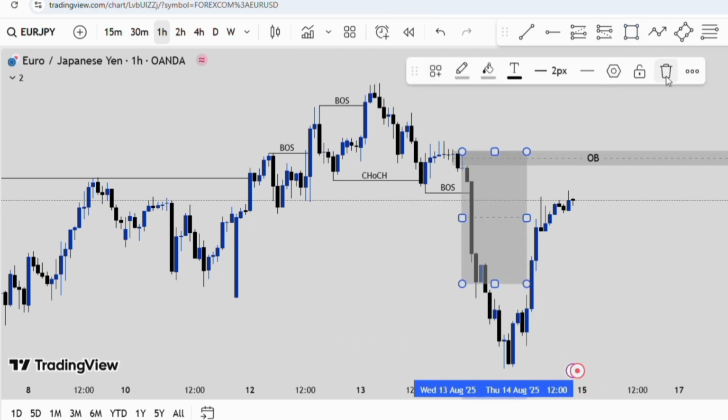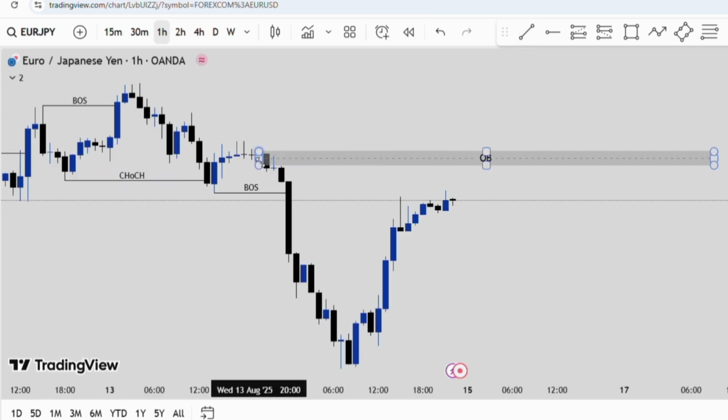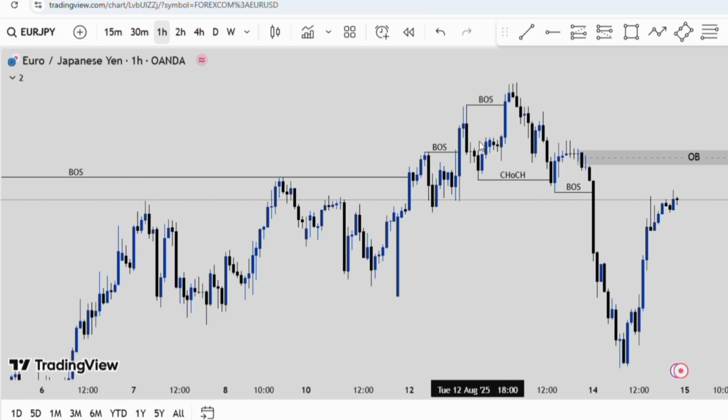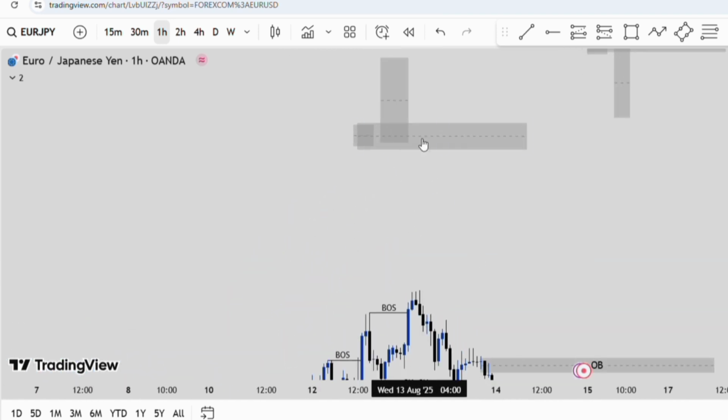So therefore this is our order block. This particular candle over here is our order block. That is how to mark your order block correctly. And again, for you to find a valid order block, you need to know how to mark your break of structure, because any break of structure without an order block is invalid structure, or you could say invalid structural movement.